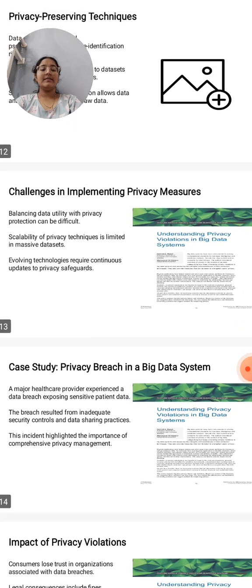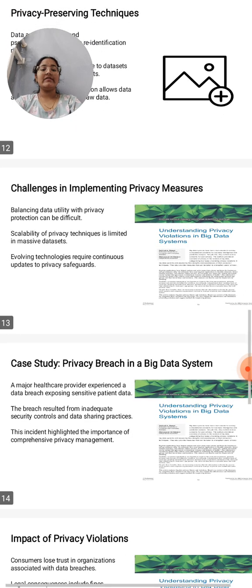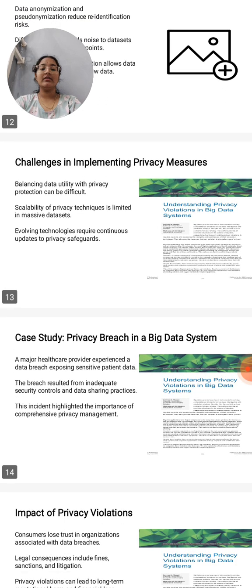The next slide is about challenges in implementing privacy measures. Balancing data utility with privacy protection can be difficult. Scalability of privacy techniques is limited in massive datasets. Evolving technologies require continuous updates to privacy safeguards.